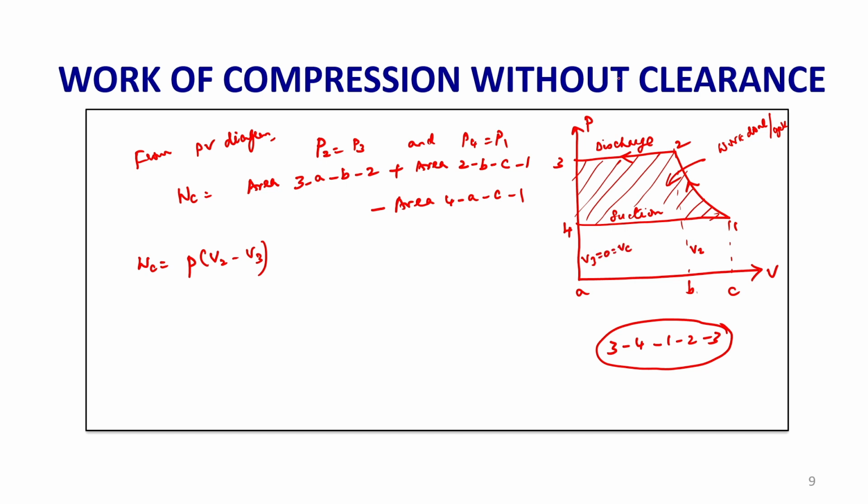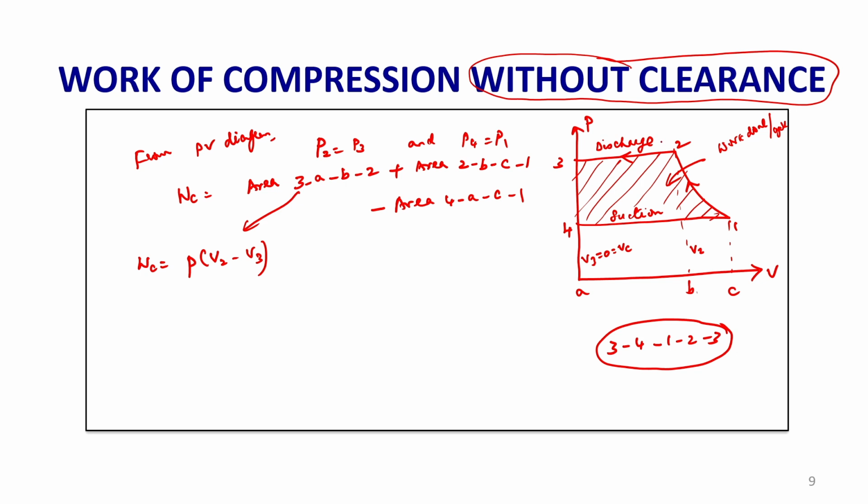Without clearance, Vc is equal to 0. Vc equal to 0 means here Vc equal to V3, therefore, since clearance volume is equal to 0, V3 is equal to 0. Therefore, let me write the full terms first, then I will substitute, that will be easier. So, this is for the area under the curve 3AB2.